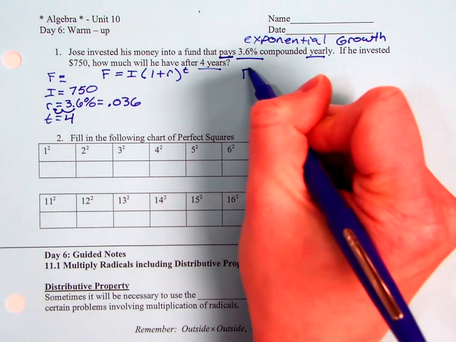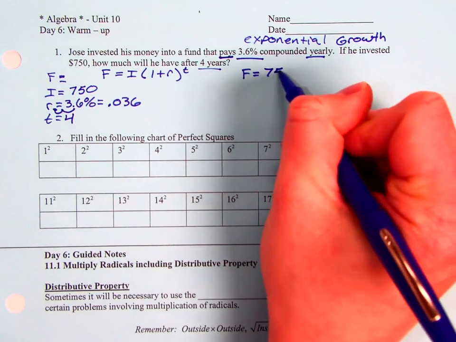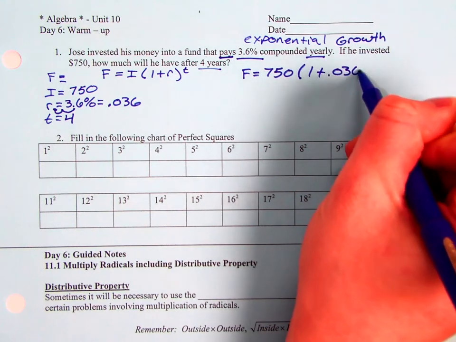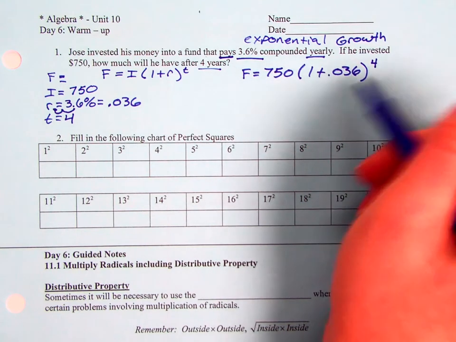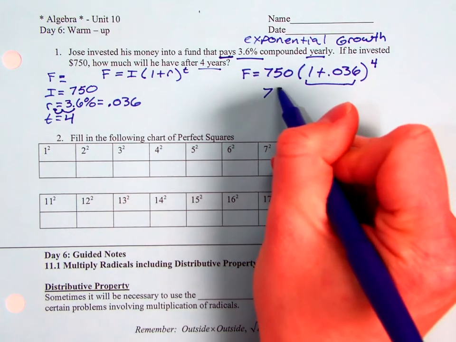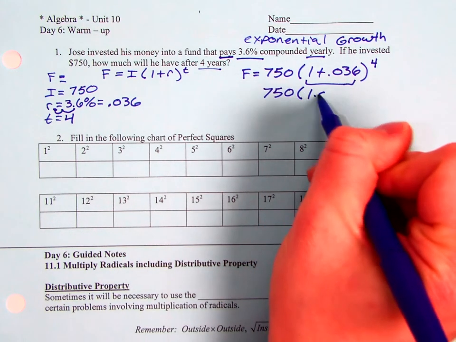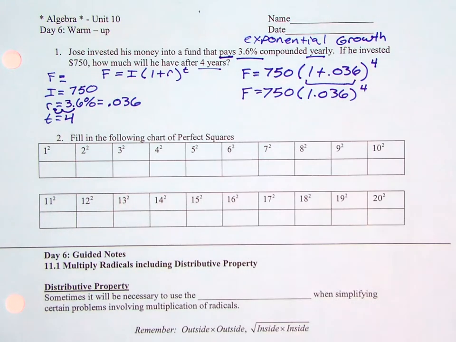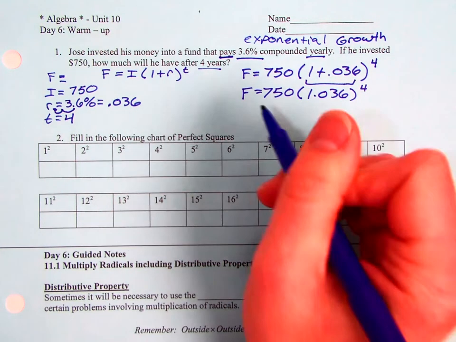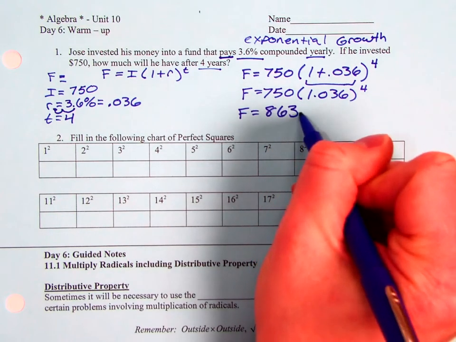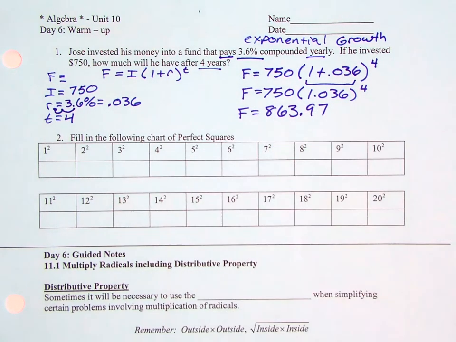So when I plug this in, we have F equals, instead of I, 750, times 1 plus 0.036 to the 4th power. My first step is to combine what's in the parentheses, so we would have 750 times 1.036 to the 4th power, and then I would just go ahead and type this in my calculator. And you would get 863.97 if you round appropriately.